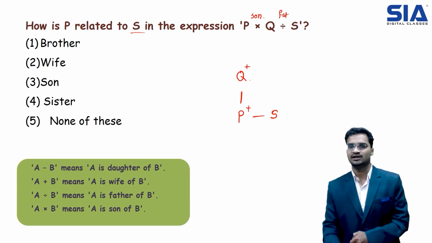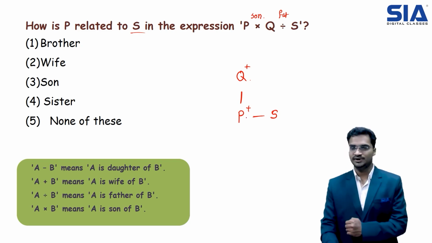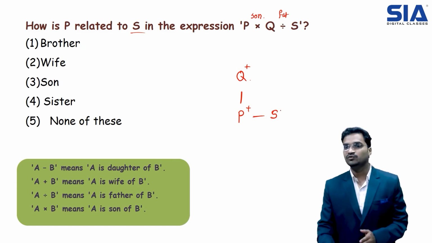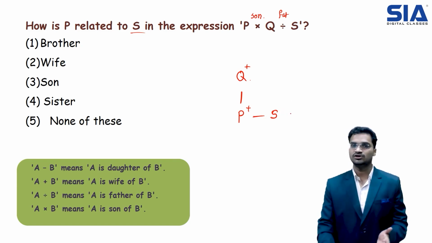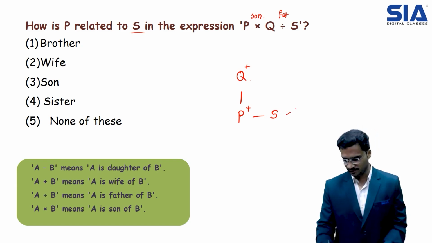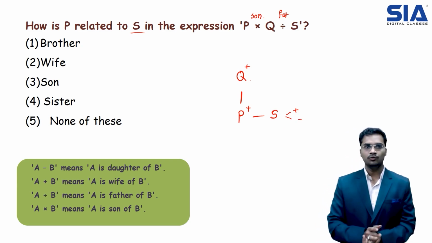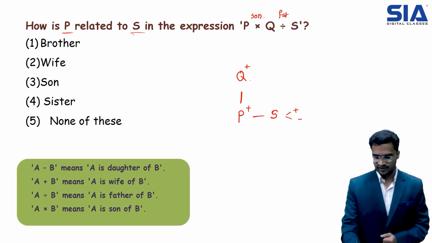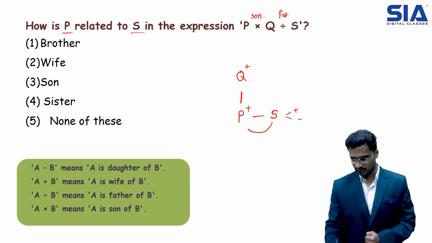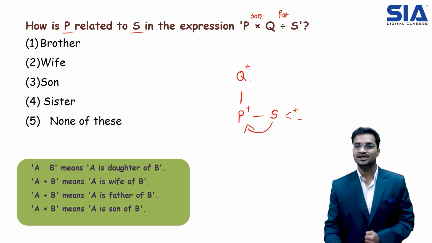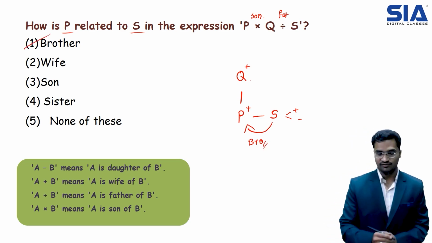So I can say that P and S are both blood related, but we do not know the gender of S because the question has not revealed the gender of S. So S may be a male or a female. Let us see what this question says. How is P related to S? We have to tell the relation of P with respect to S. So with respect to S, P is the brother of S. So our answer is brother, which is option 1.